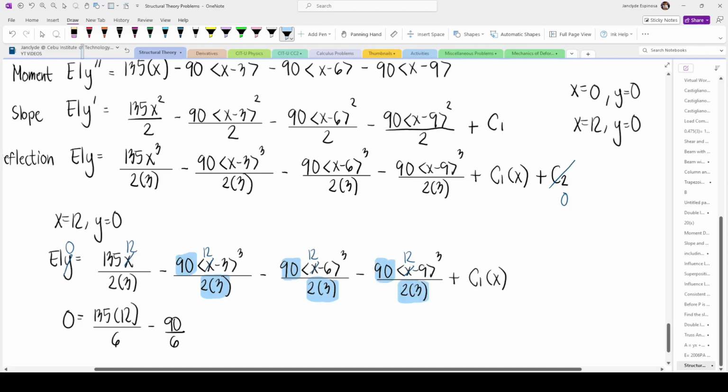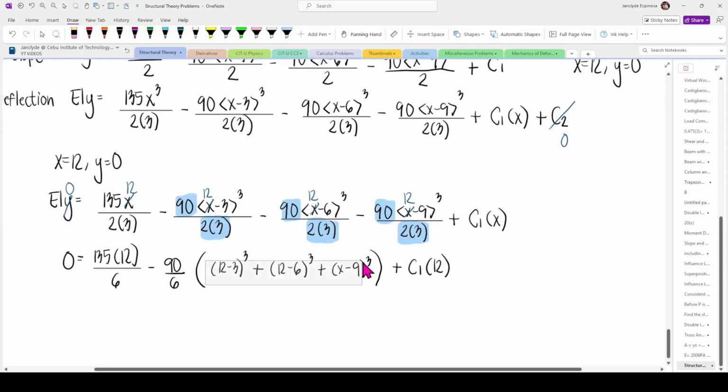Minus 90 over 6. And so, lalagay ko na lang dito yung 12 minus 3 cubed, and then plus 12 minus 6 cubed, and then plus x minus 9 cubed. And then I have plus C1 multiplied by x, which is also 12. Now, sir, ba't to naging plus? Diba minus? Yung minus kasi, nilagay ko kasi dito. So, that's why this now becomes plus. We factored it out. So, setting this expression to 0, and then, by the way, this is also 12. We can now solve C1.